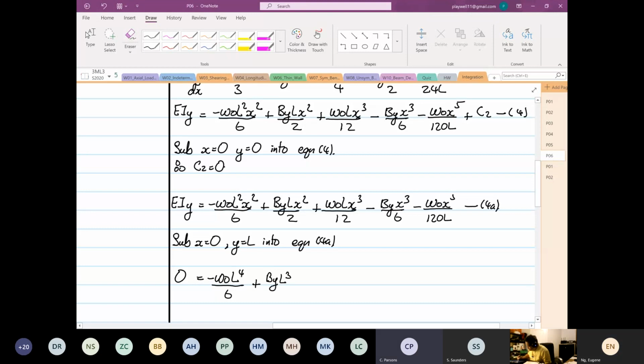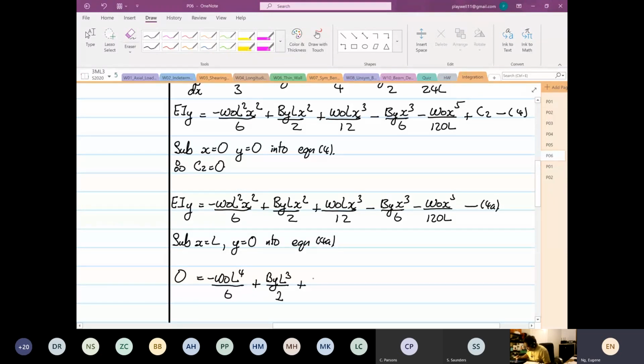Shouldn't it be x equals L and y equals 0? Oh, you're right. I'll get you a pint when I see you, Colin. Thank you. Okay, next year. Yeah, with this government, I'm not sure, you know.